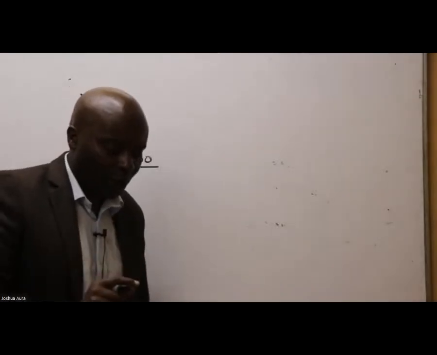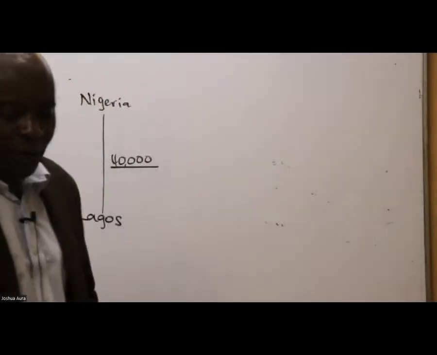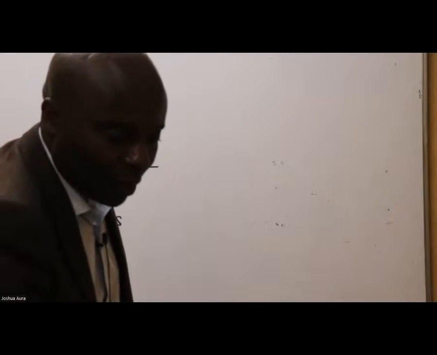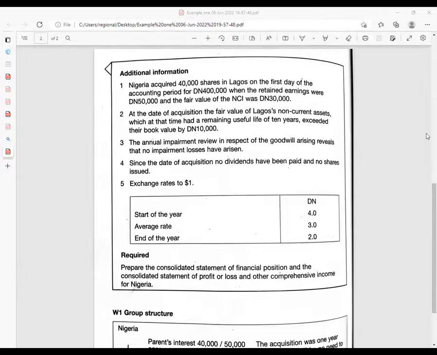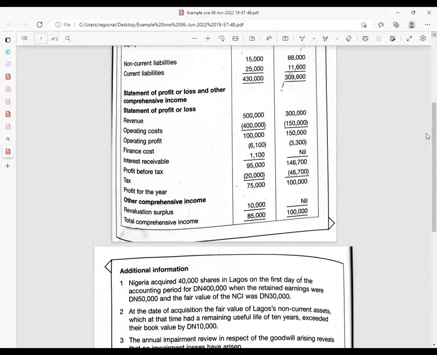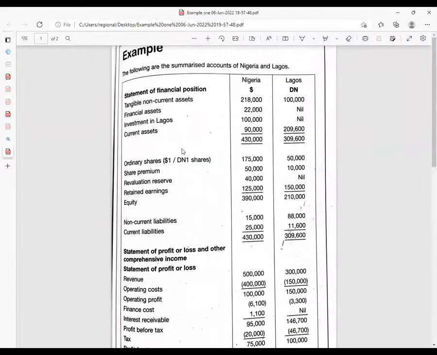Please go to the statement of financial position of Lagos and read the number of shares that Lagos has in full. So Lagos has got how many shares in total? Look at this. It's ordinary shares, DN1 shares, meaning that the par value is 1 across the board.